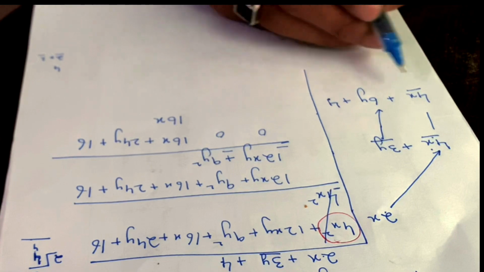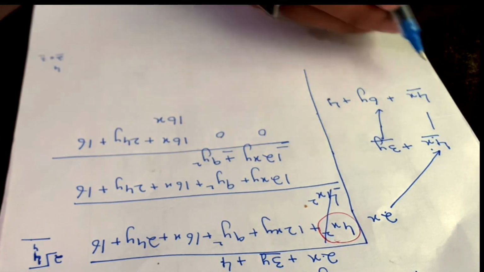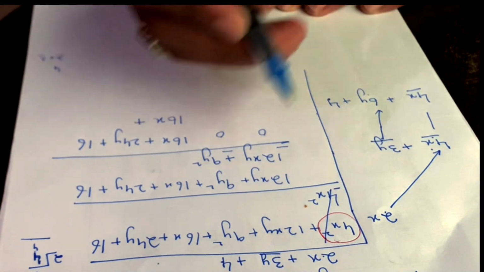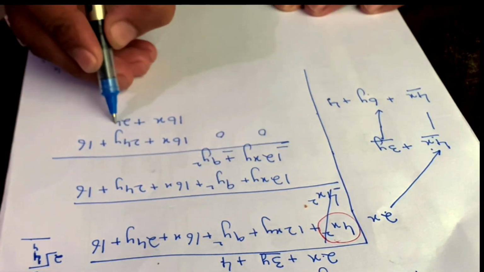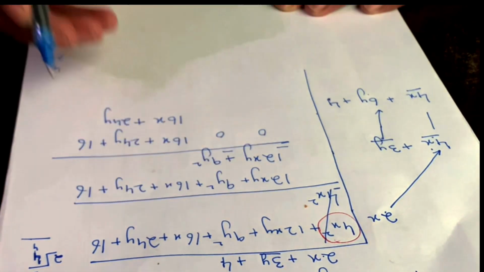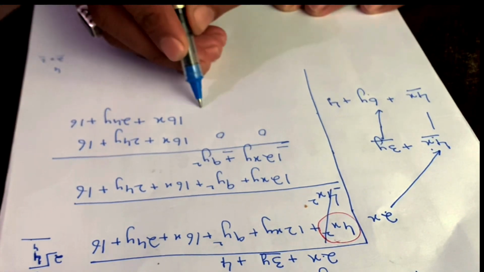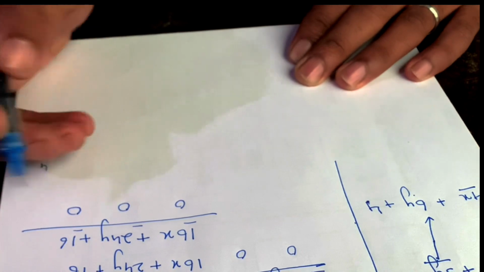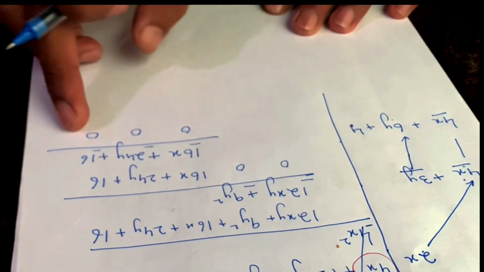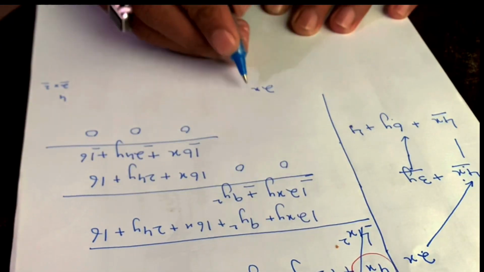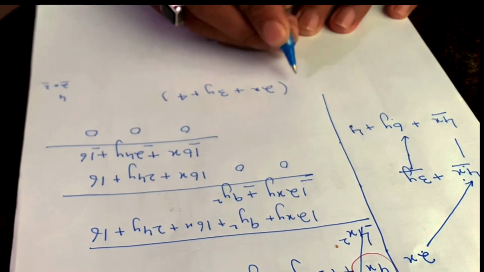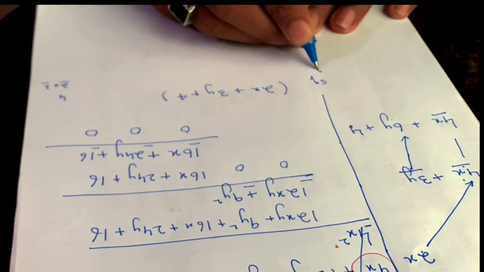So 4x plus 6y plus 4, now multiplied by 4, gives us 16x plus 6y times 4, which is 24y, and now this 4 times 4 gives us 16. Now subtracting these we get 0 0 0. In this situation, when we get zeros here, the final number here, 2x plus 3y plus 4, is your square root.